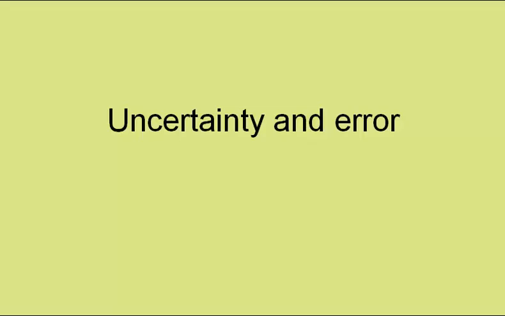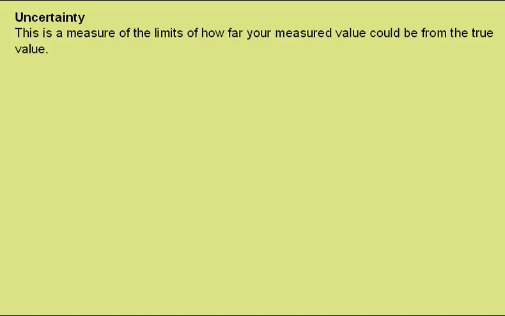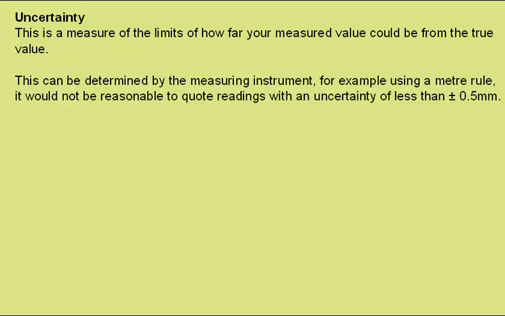Uncertainty and error. First we'll look at uncertainty. This is a measure of the limits of how far your measured value could be from the true value. This can be determined by the measuring instrument. For example, using a meter rule, it would not be reasonable to quote readings with an uncertainty of less than plus or minus half a millimeter. That is assuming you can decide whether a reading should go to the next line or the previous line.